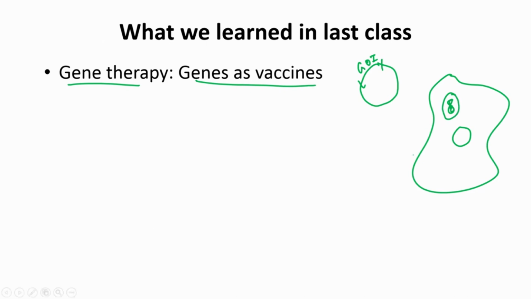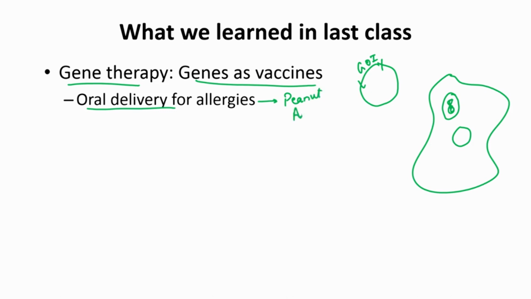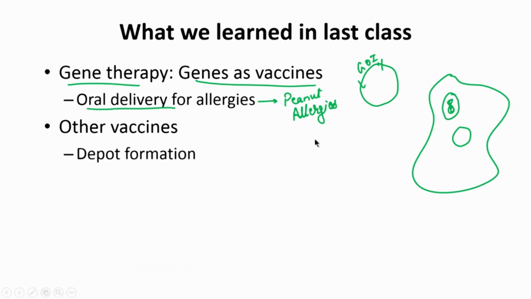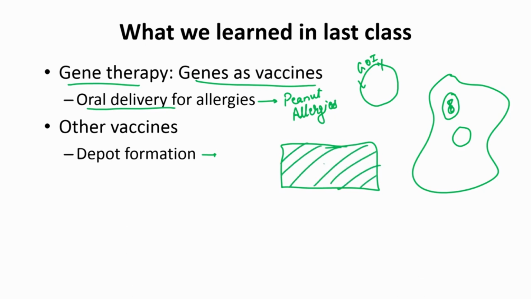We learned a few things in the last class in regards to that. One was how we can use this for oral deliveries to take care of some of the food allergies. In this case we looked at peanut allergy. Then we also talked about other vaccines. In the other vaccines we had several different formulations. One was depot formation.